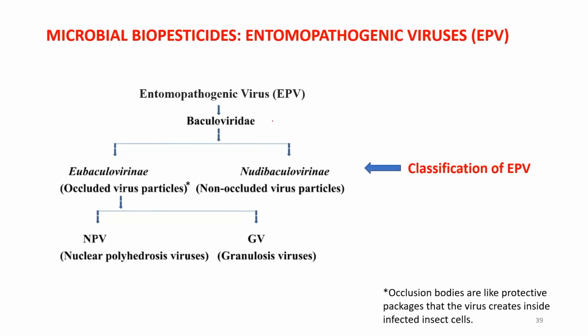So, we have two types of Baculoviridae under the entomopathogenic viruses. One is the Eubaculovirinae, another is the Nudibaculovirinae. Eubaculovirinae has occluded virus particles and Nudibaculovirinae has non-occluded virus particles. The examples of Eubaculovirinae include nuclear polyhedrosis virus NPV and granulosis viruses.